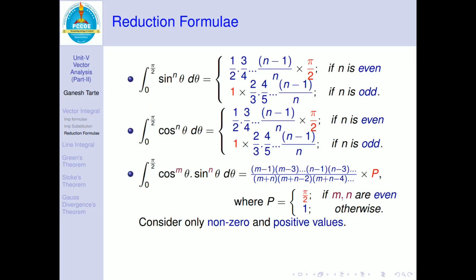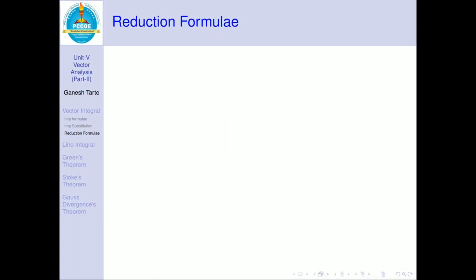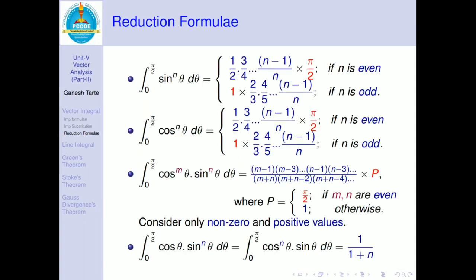Next, an important formula. Now in these powers of sine and cosine, if one of the powers is 1, for example the cos power is 1 or the sine power is 1, then the reduced form of the previous formula is 1 upon the sum of their powers. So in simple words, the integral from 0 to pi by 2 of cos theta into sine raised to n theta, or cos raised to n theta into sine theta, is 1 upon the sum of their powers, meaning 1 plus n.